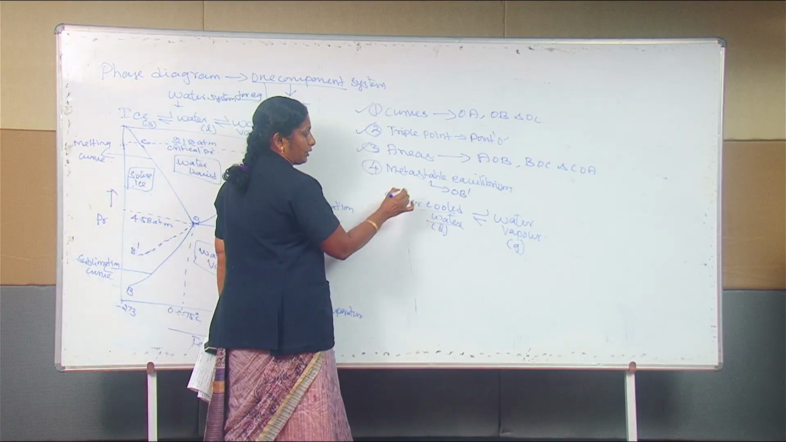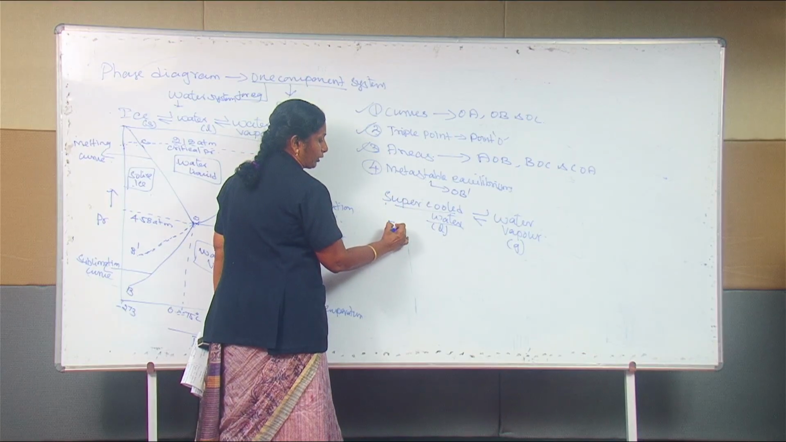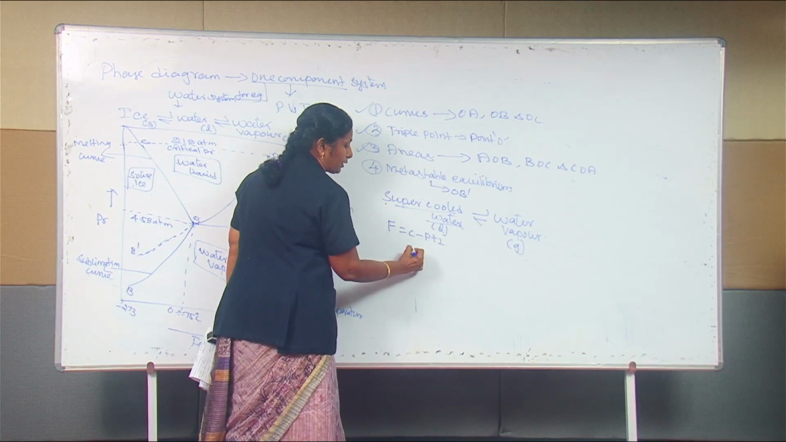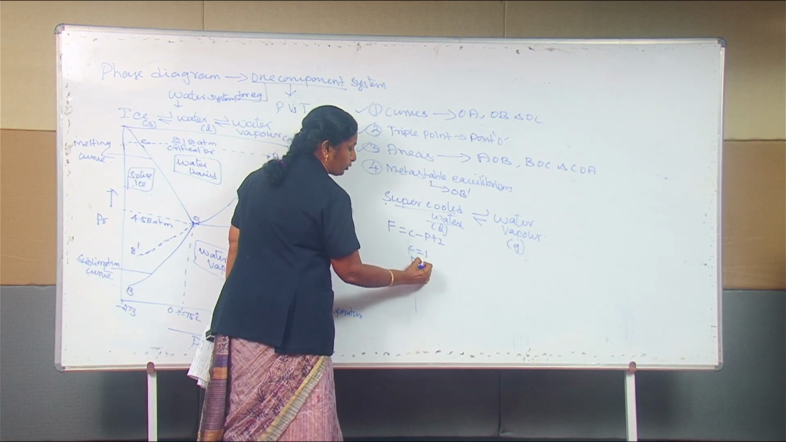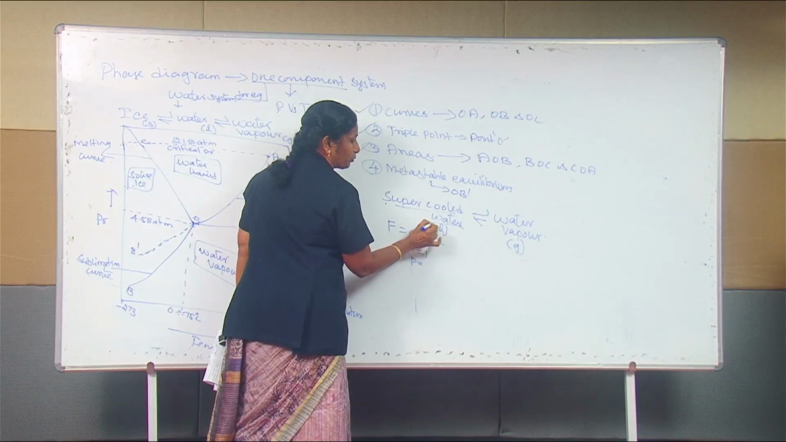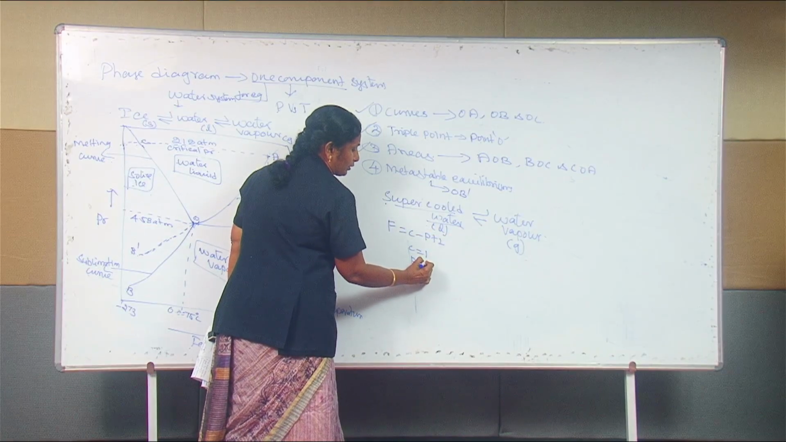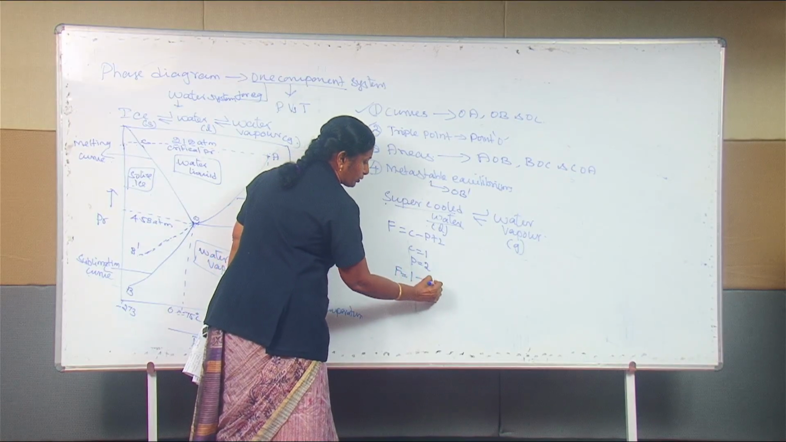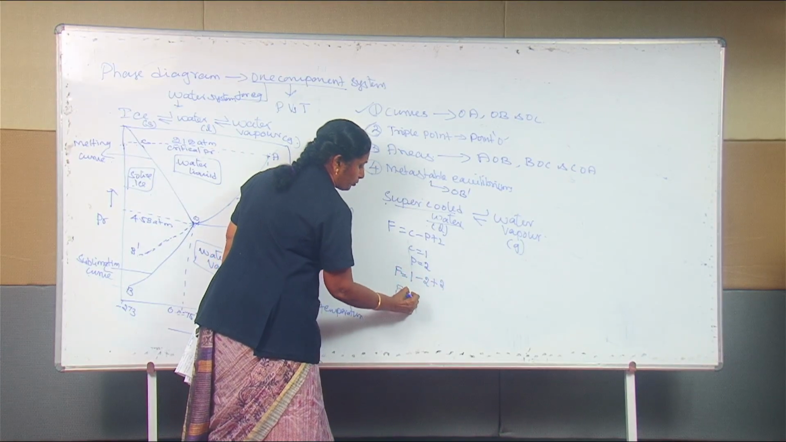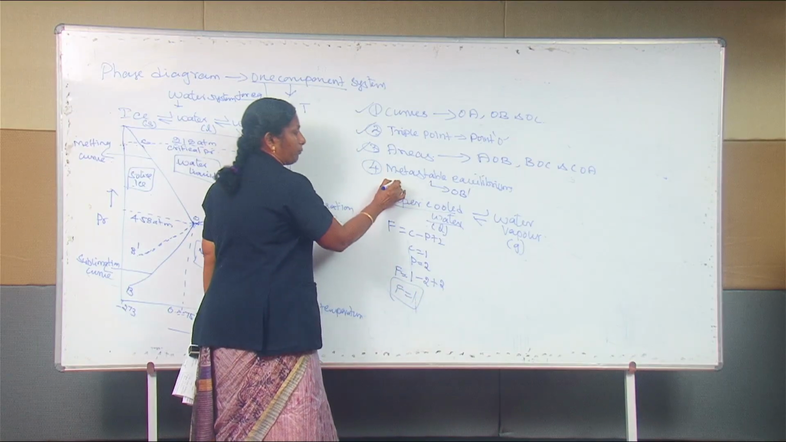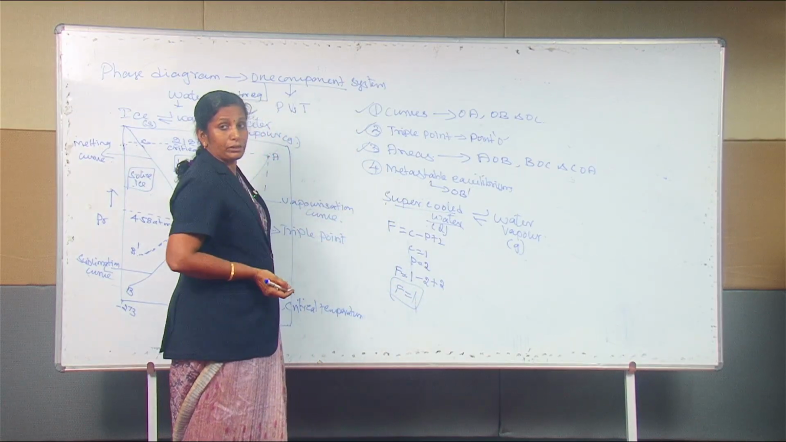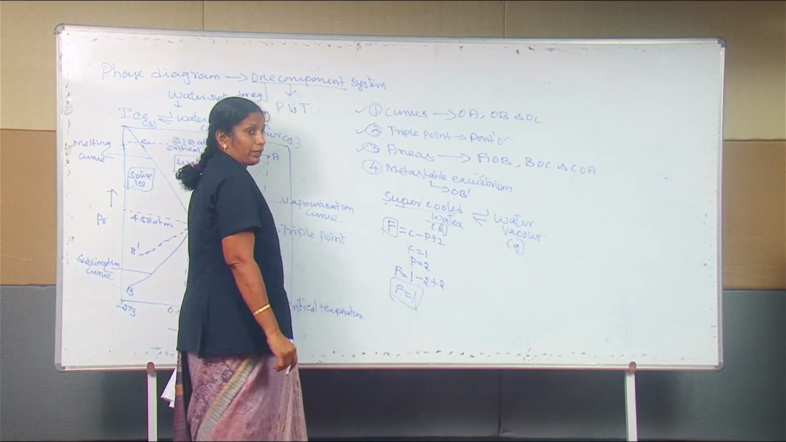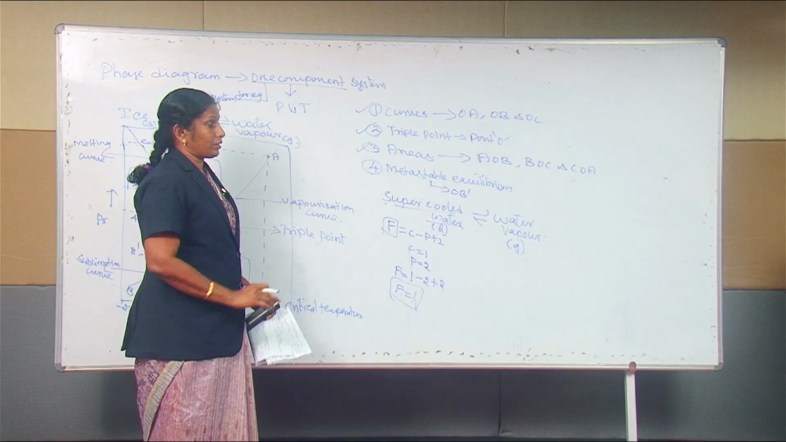By using this equilibrium equation, you are going to calculate the degree of freedom. F is equal to C minus P plus 2. Here C is equal to 1, and P is how many phases? There are 2 phases: one is supercooled water, and the other is gas. So F is equal to 1 minus 2 plus 2, that is, F is equal to 1. So at the metastable equilibrium, along this curve, the degree of freedom is equal to 1, that is, univariant. Okay, that's all. Thank you.